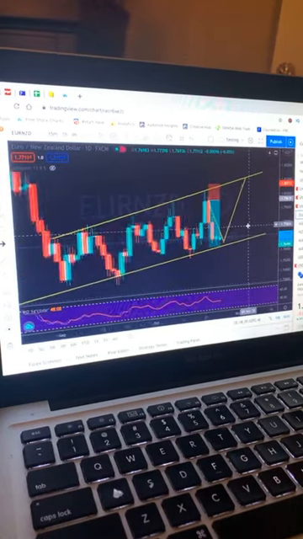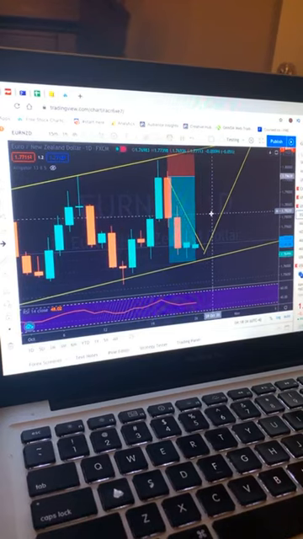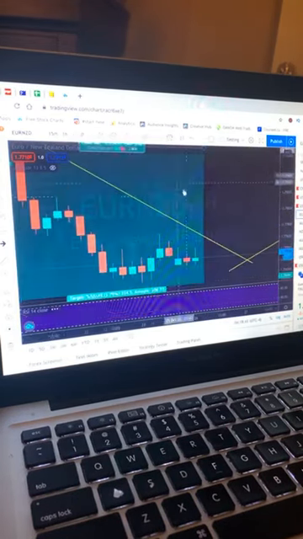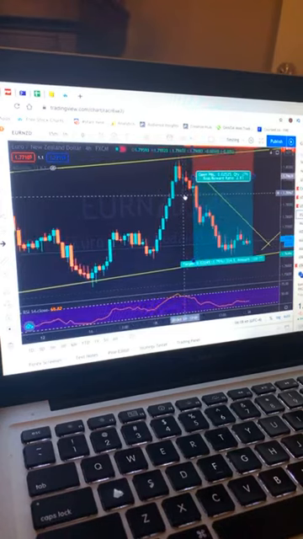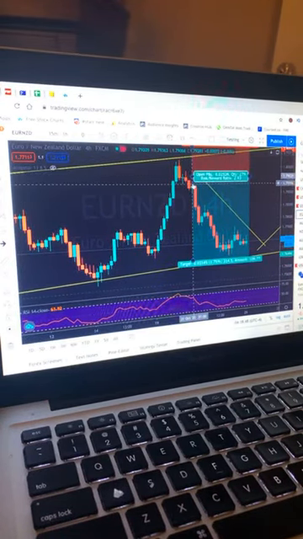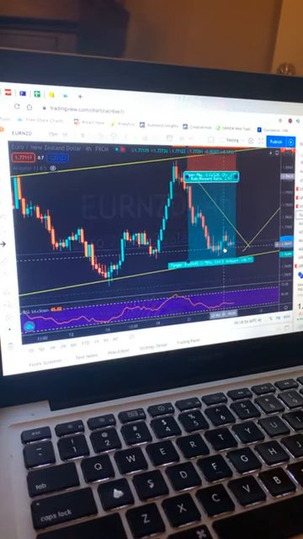I'm gonna look at Euro NZD real quick. This has to be the cleanest trade that I had in October, honestly. Like, it was too clean. Caught Euro NZD at the top, sold it all the way down to the bottom.